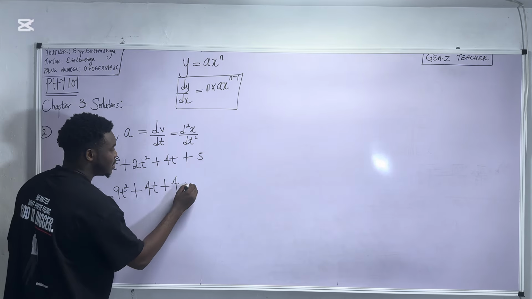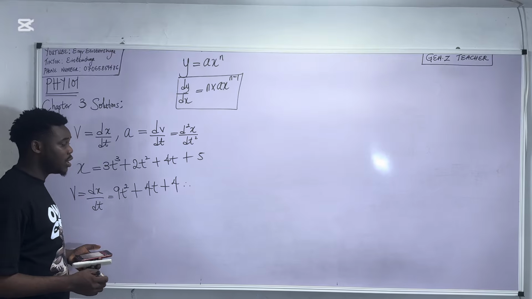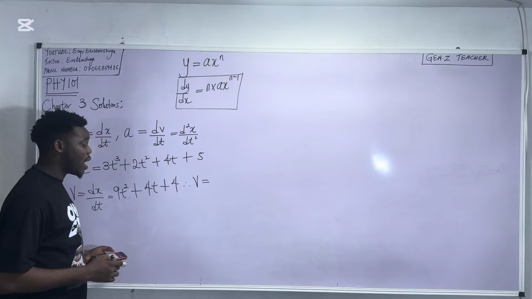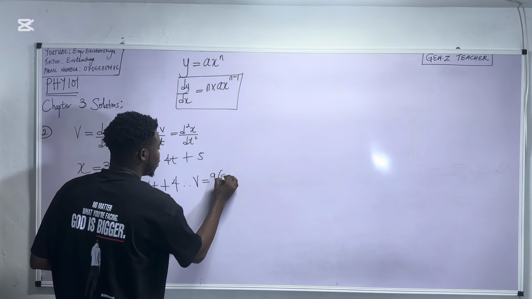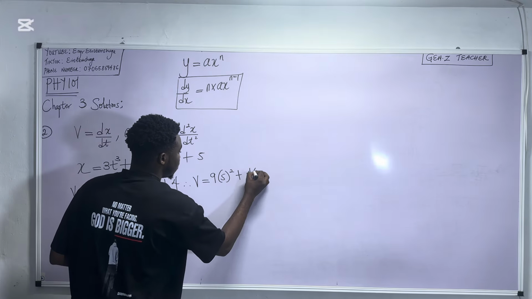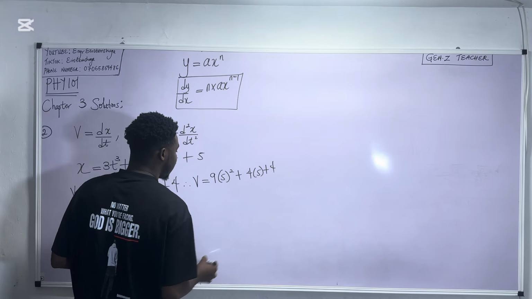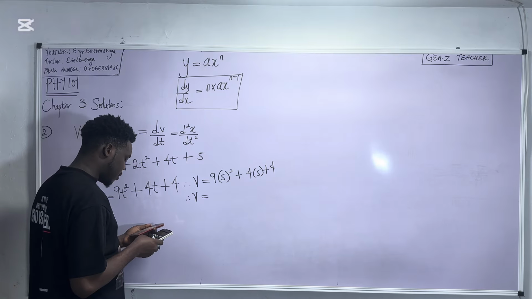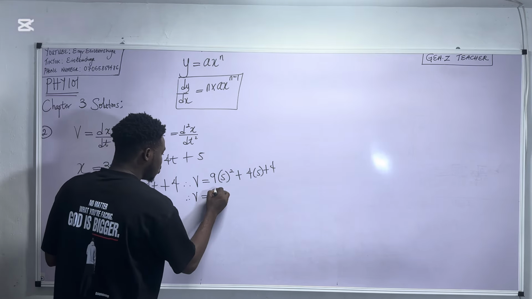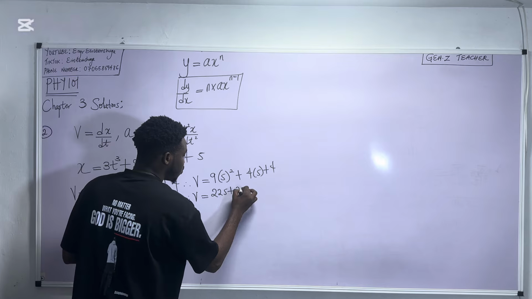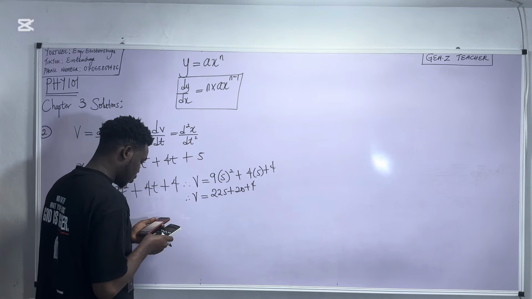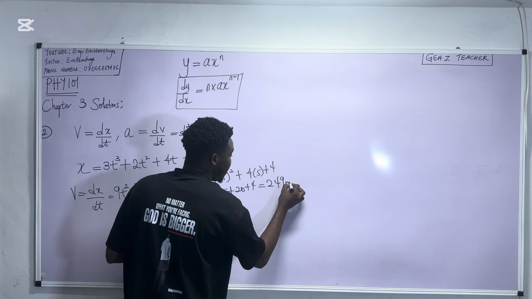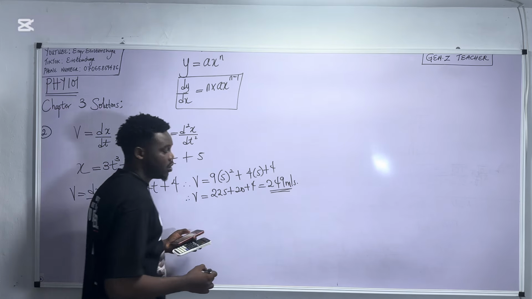Now remember, they said after 5 seconds, meaning we can find the actual value for v, meaning anywhere you see t, put 5. We're going to have 9 into 5 squared plus 4 times 5 plus 4 again. Therefore, the velocity should become 5 squared is 25, 9 times 25 should give you 225 plus 20 plus 4. The answer becomes 249 meters per second for the velocity.